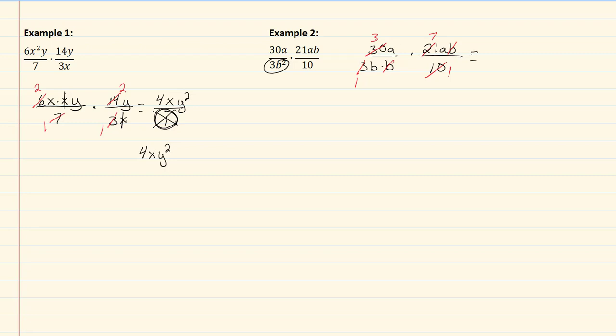So it looks like we've got 3 times 7, which would be 21. A times a would be a squared. And then it looks like the only thing I have left in the denominator is b. We don't need to mark the ones. So here's my answer in its reduced form.